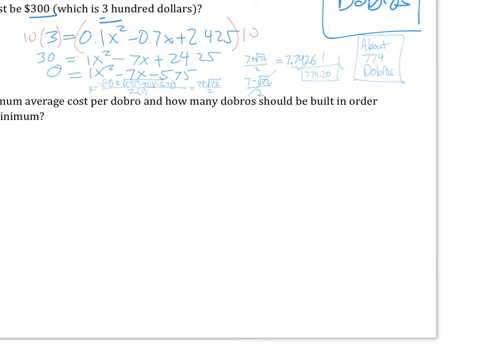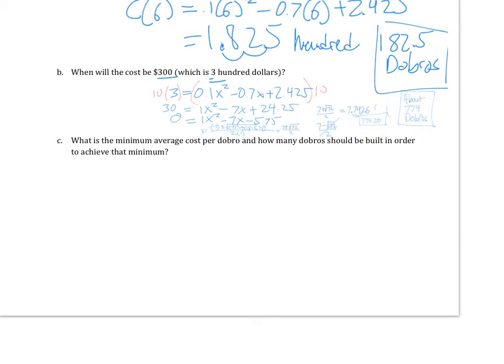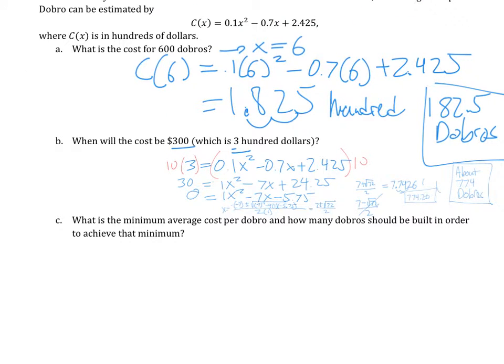All right, and last one here, we want to find out what the minimum average cost per dobro would be. Now this is a minimum because this quadratic function, we know the graph is a parabola. This a value is positive, so it's opening up. So it's some graph that looks like this, and somewhere there's a minimum. We need to find the vertex. Whenever we're looking for a minimum, we're looking for the vertex.